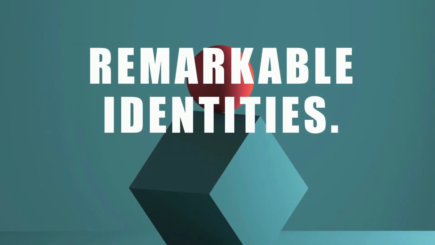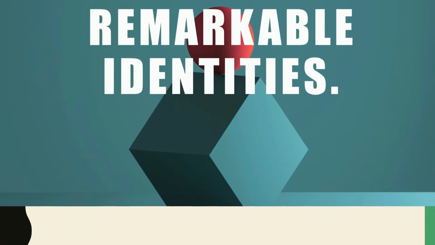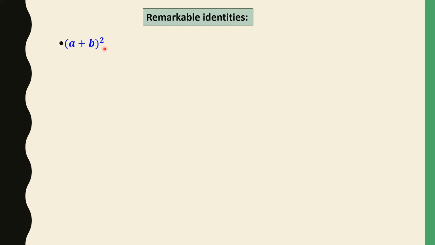Hello students, in this video we are going to explain the meaning of remarkable identities. So let's start with the first remarkable identity, a plus b squared. Here we have this binomial a plus b. We need to find its square.